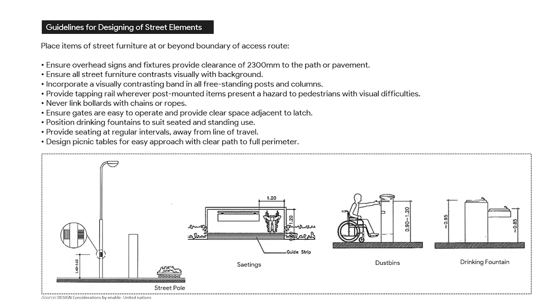Other street elements like light poles, seatings, dustbins, and drinking fountains, etc. should be placed beyond the boundary of the access route. Dustbins should be at a height of 0.9 to 1.2 meters so that they are accessible for all. Also, the drinking fountain should be at a height of 0.85 to 0.9 meters.